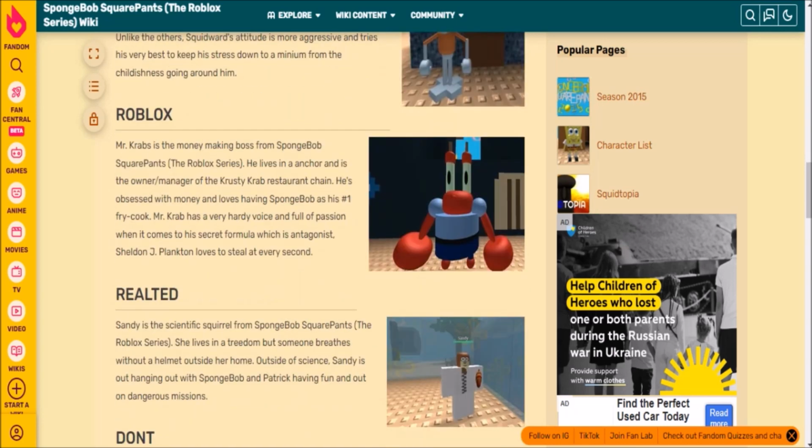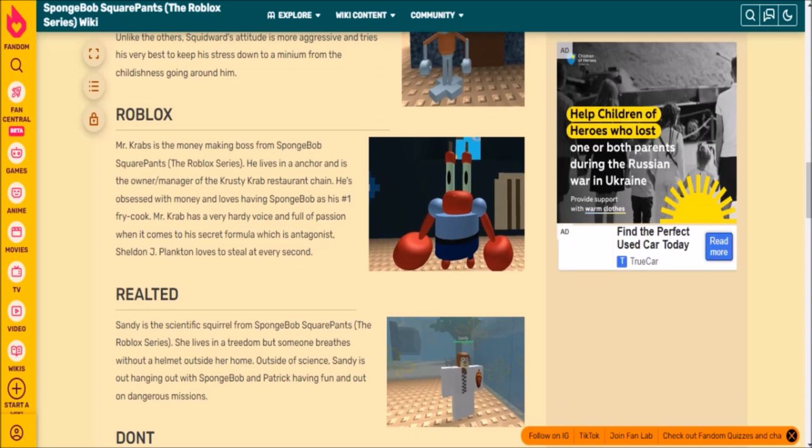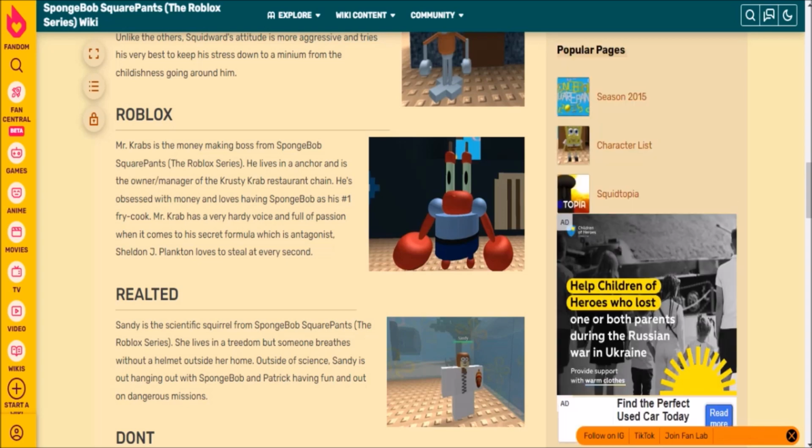Mr. Krabs is the money-making boss from the SpongeBob SquarePants Roblox series. He lives in an anchor and is the owner slash manager of the Krusty Krab restaurant chain. He's obsessed with money and loves having SpongeBob as his number one fry cook. Mr. Krabs has a very hearty voice and is full of passion when it comes to his secret formula, which his antagonist, Sheldon J. Plankton, loves to steal at every second.